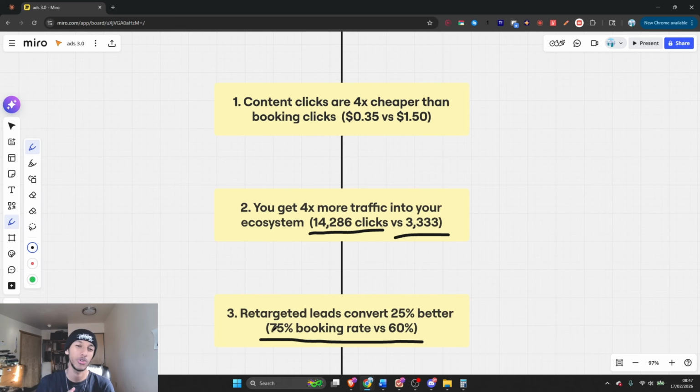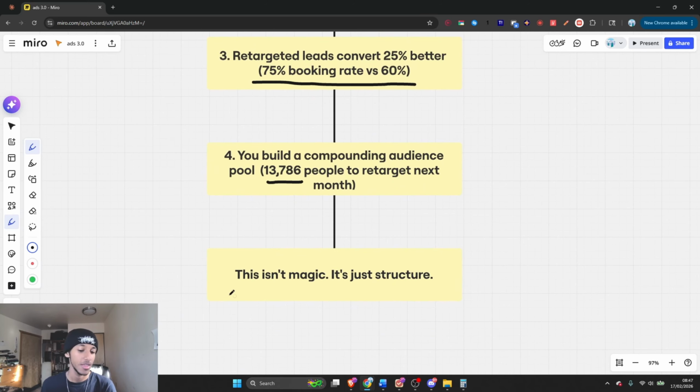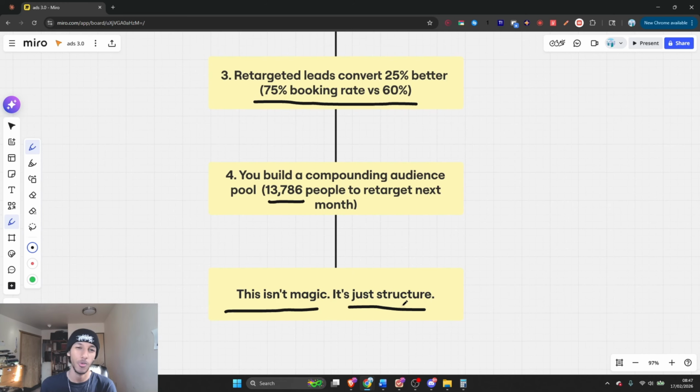15% is the difference between having a successful business and having a failing business, right? Now, you build a compounding audience pool, 13,000 people, I repeat, 13,000 people to retarget next month who are going to see your content again and again, who want to see you. And this isn't magic, it's just structure. Don't think for a second that this is some sort of spell from Harry Potter. This is just structure. This is what a system is.